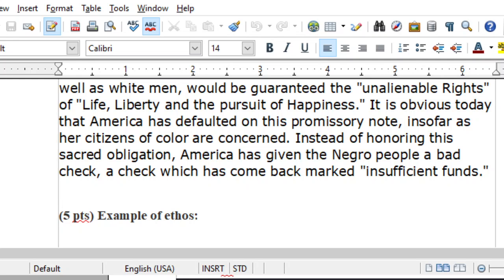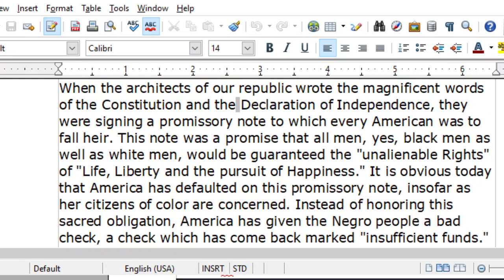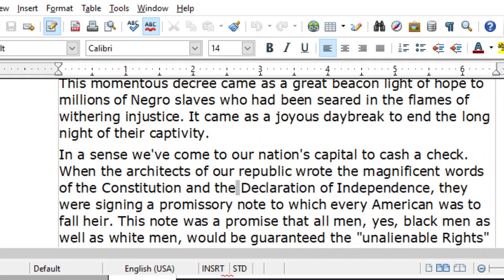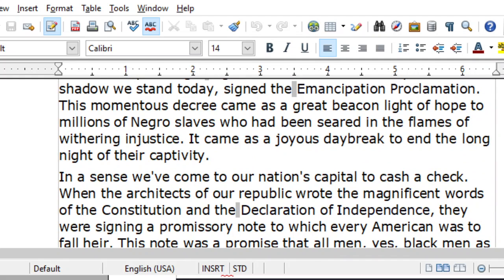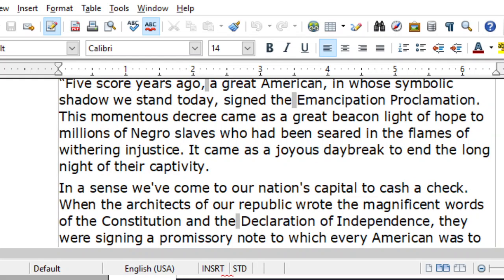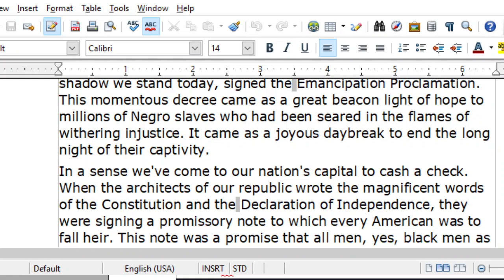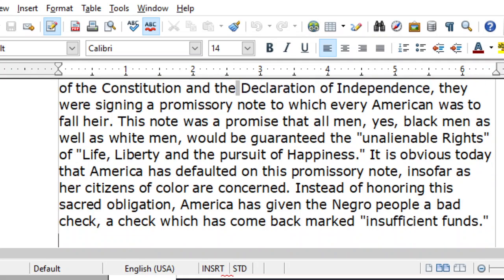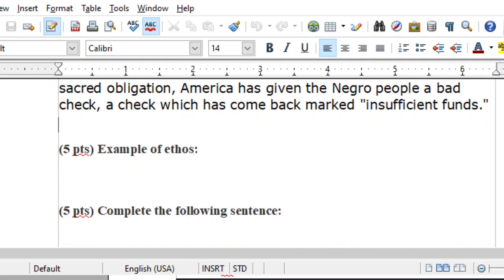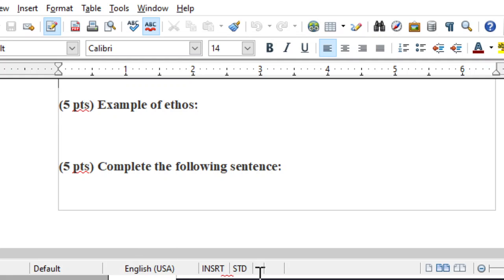So Dr. King uses ethos in this excerpt. He uses ethos so that we will believe that he is a credible and reliable and trustworthy source. So tell me what that one example of ethos is. Now, there are actually 3 examples of ethos in this excerpt, but I just want one. So after you give me the example, that's 5 points. And then the other 5 points is you have to complete the following sentence.